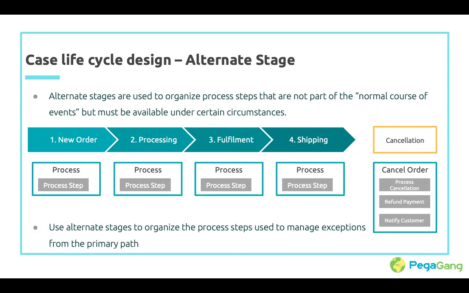Sometimes there are exceptional flows, and also there are alternative flows. What we call in Pega is alternate stages. So for example, you did everything in a happy path, but there is an alternate stage where you can go and cancel your order also, right? So while you're designing these stages, you also need to design from 360 degrees what more can happen with this order, or what more can happen with the user behavior.